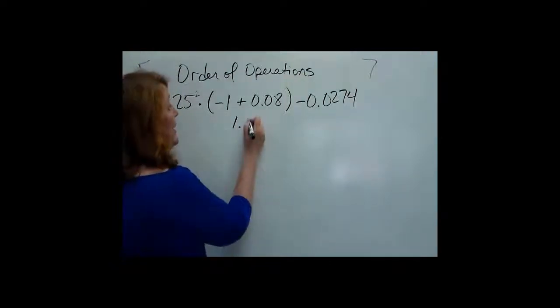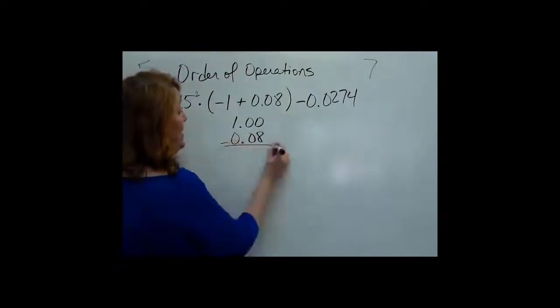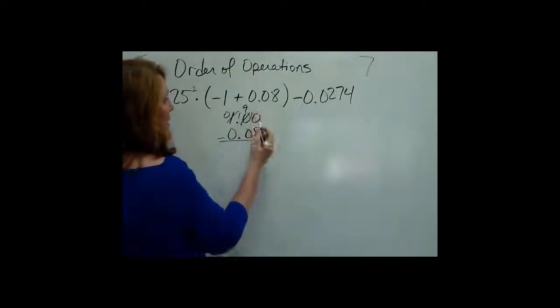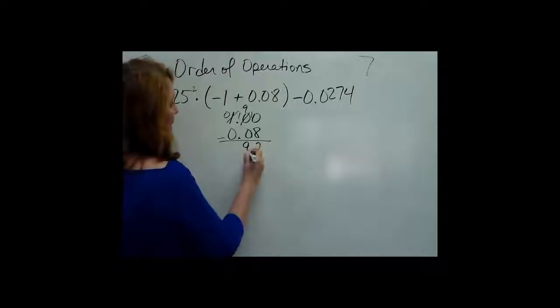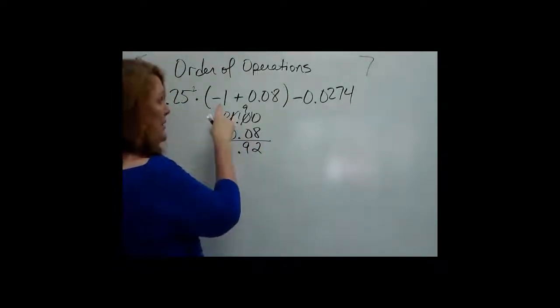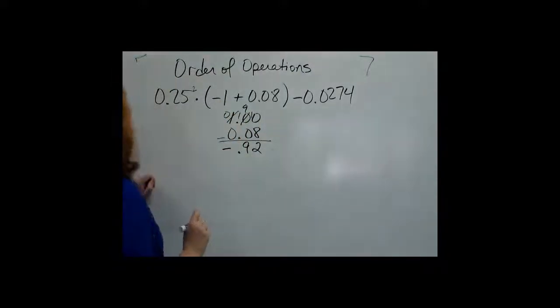So I'm going to do 1 and I'm going to stick a couple of zeros on there. Minus, because I'm subtracting, 0.08. I'm going to borrow from here. I make that a 10, I make that a 9, and that a 10, and I have 0.92. And my biggest one wins. I have more over here than I have over here, so my answer is -0.92.